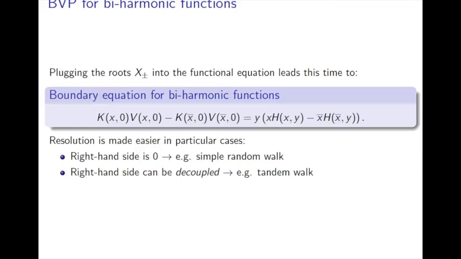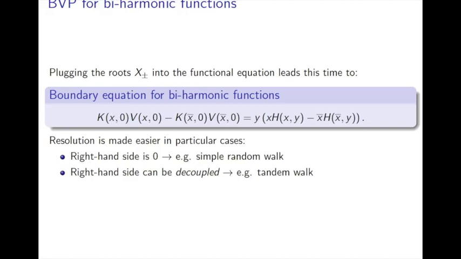Plugging in again the roots of the kernel into these functional equations leads, this time, to the boundary equation written here. So now we have a boundary equation for v which is not homogeneous, the right-hand side being in general non-zero. Note that there exist general methods to solve this kind of equation, leading to some contour integral expression for v, but the resolution can be made easier in some particular cases.